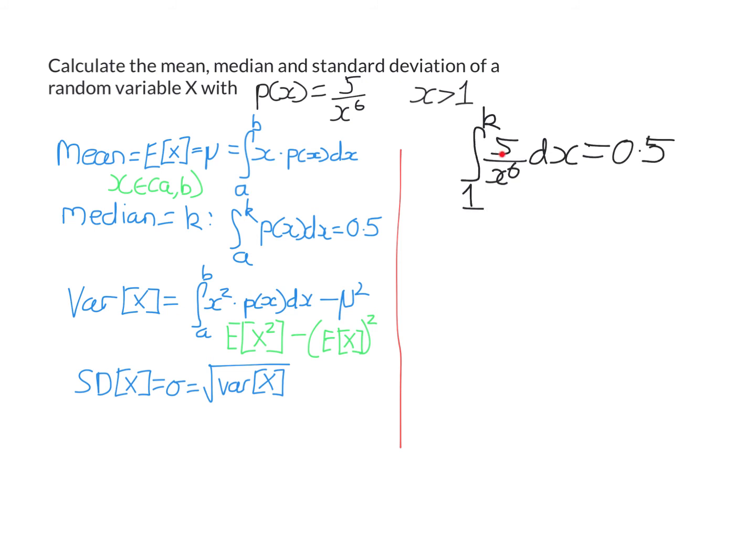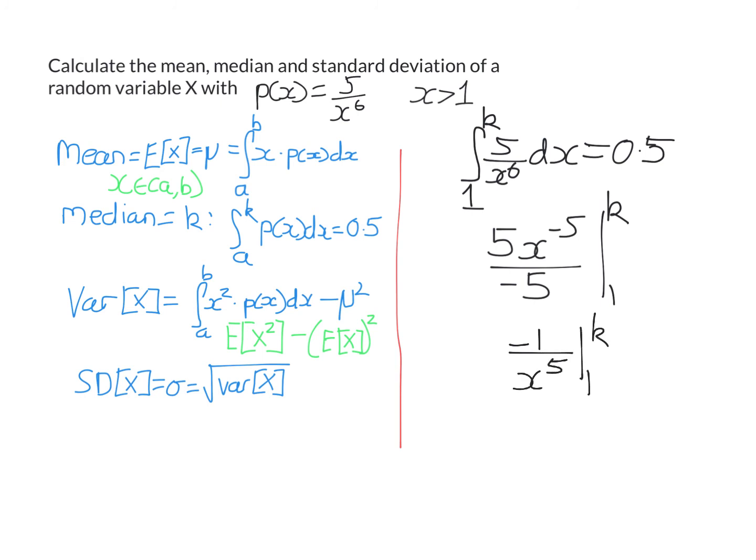So note 5 over x to the power of 6 is 5x to the power of minus 6. So what I'm going to do is increase the power by 1 and divide by that new power. Integrate between 1 and k. So making this easier to work with, well, 5 divided by negative 5 is just negative 1, and I can put the x to the 5 on the bottom. So when I integrate between 1 and k, I want to get 0.5.